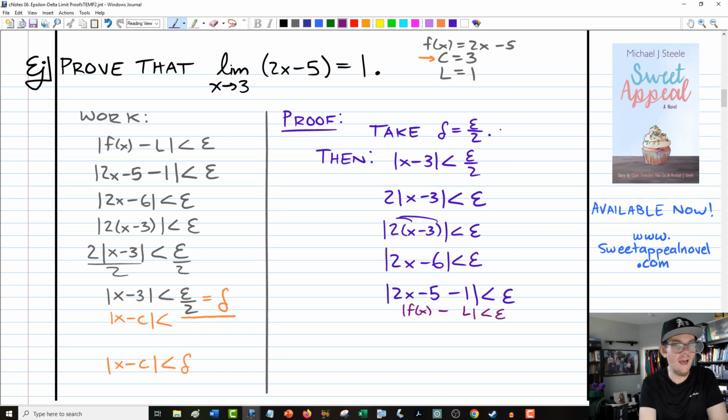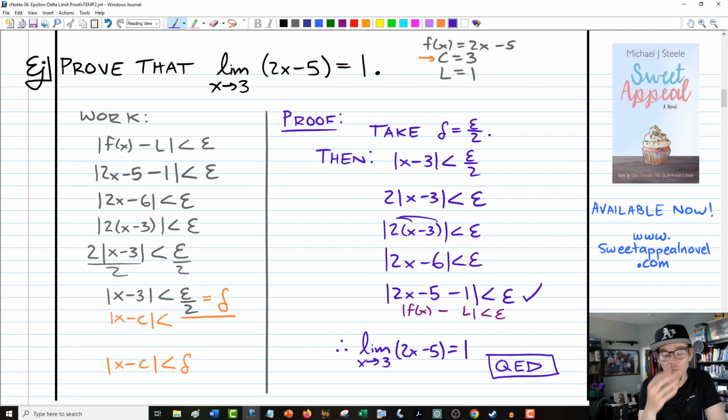And given all of that, that basically finishes our problem. Based on this conclusion, we have finished the problem, and we can just state our conclusion. Therefore, that limit we were looking for, the limit as x goes to 3 of 2x minus 5, is indeed equal to 1. But because this was a formal proof, we can conclude it like a formal mathematical proof gets concluded by putting in QED, which stands for quod erat demonstrandum, which means that which has been proven, which is just kind of the math flex you use to finish a proof.